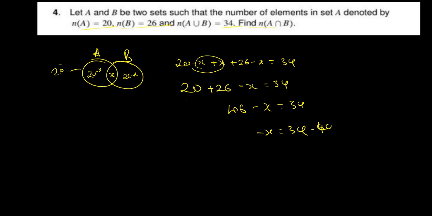So what is this? Negative x is equal to what? Negative x is equal to negative 12. So you divide throughout by negative 1 to get your x. So the answer is 12. So that is the number of elements in the intersection. So in the middle there was supposed to be 12. So that's the answer here. Oh, we are done, by the way.